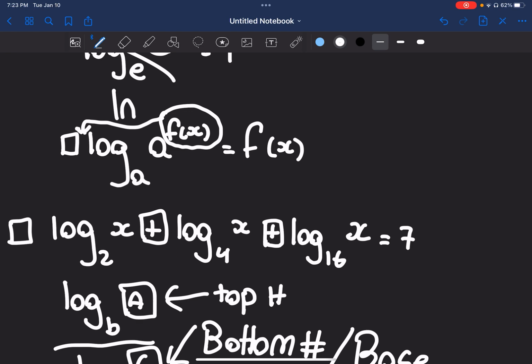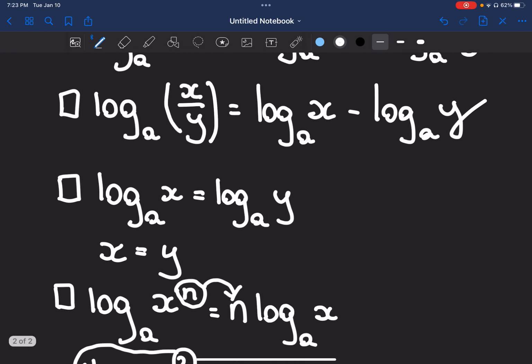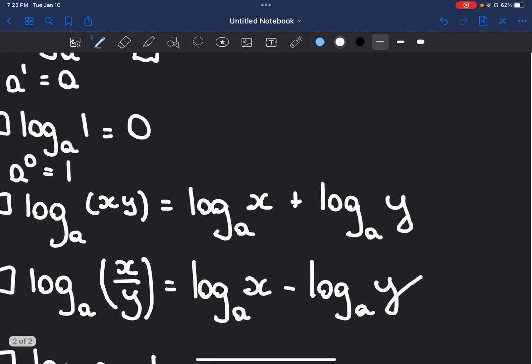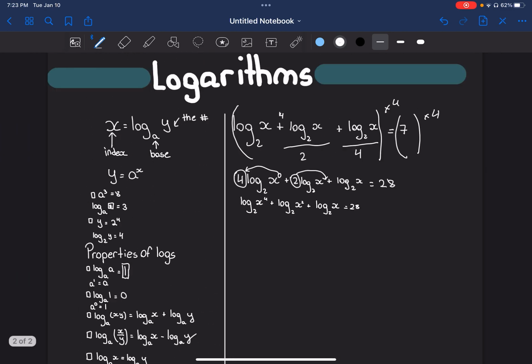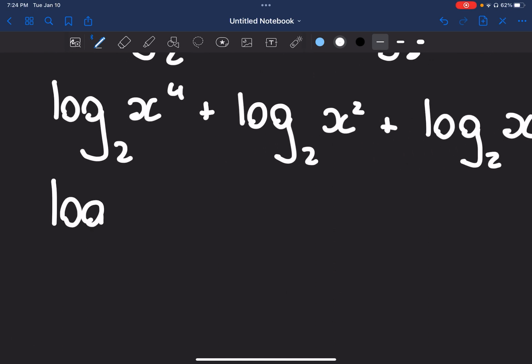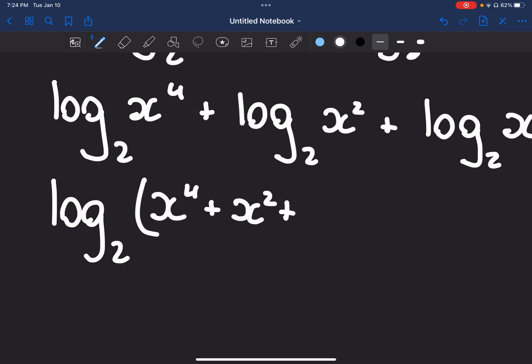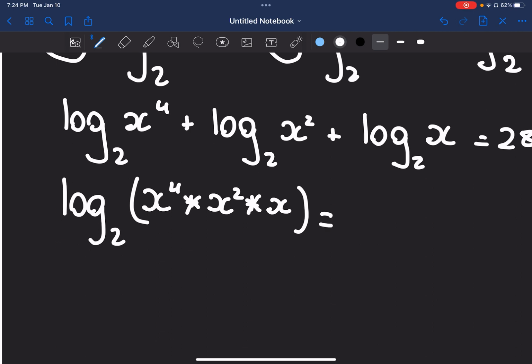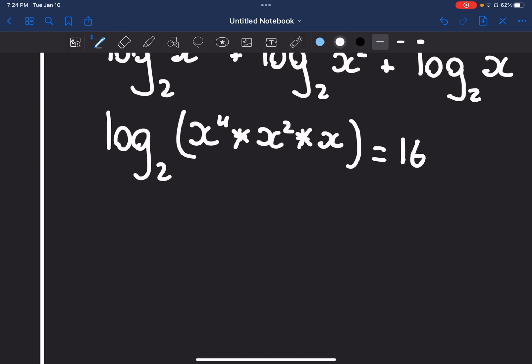Sorry, that was what we did earlier. Right here, log base a of xy is equal to log base a of x plus log base a of y. So let's continue. Now that we know that we can multiply since it has the same base throughout, let's do just that. So we'll have log base 2 of x to the 4 plus x to the 2 plus x. But we know it's not plus, it's actually multiplying now, because in order for us to get the plus, we multiply. If you're screaming at me through your computer, I'm very sorry.